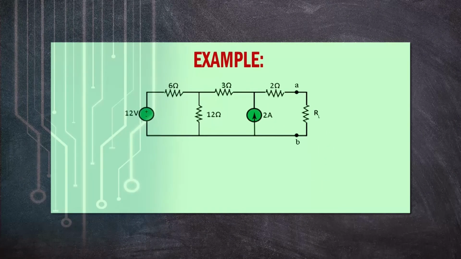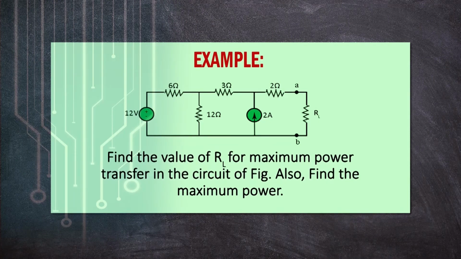Now we can take one example and apply the maximum power transfer theorem, and then we can calculate what will be the value of the maximum power transferred from source to load across the load resistance RL, and what will be the value of the load resistance to get the maximum power transfer from source to load.